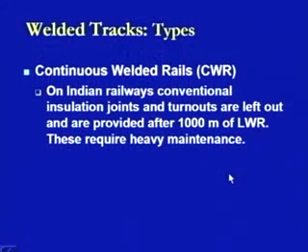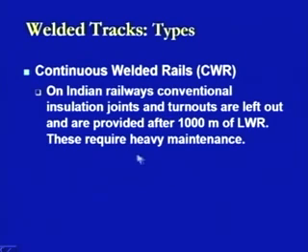What happens is that it has a tendency of removing the points of weaknesses such as the switches or the buffer joints which are provided along. And in this case further, on the Indian Railways it is recommending that the conventional insulation joints or turnouts are left out and they are provided after 1000 meter of LWR, as LWR is having a longest section is 1000 meter. After every 1000 meter we can provide the insulation joints, or we can provide the switches so that the turnouts can be maintained.